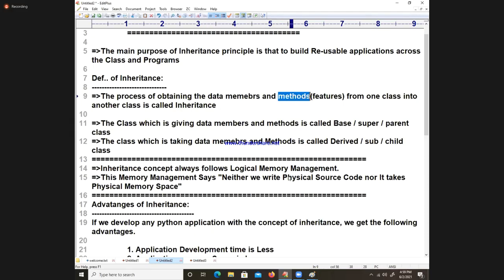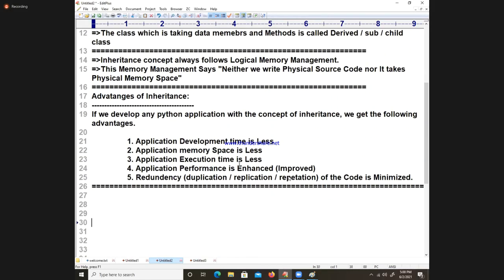Behaviors are nothing but methods. Completely called as what? Features. So, please get that word. Now I am going to introduce types of inheritances. One type of inheritance, first one. A general life-level example I will tell you.